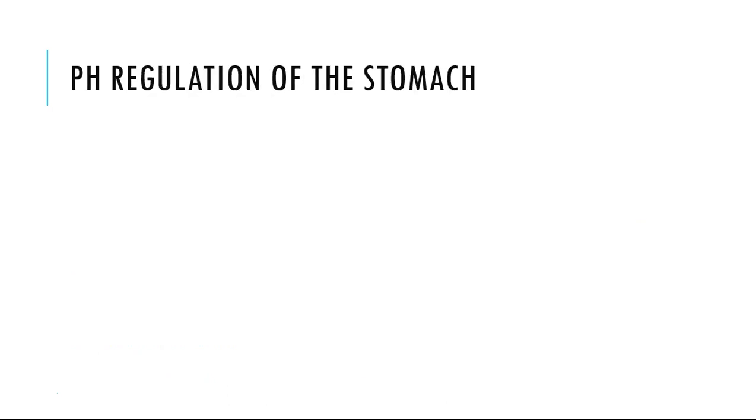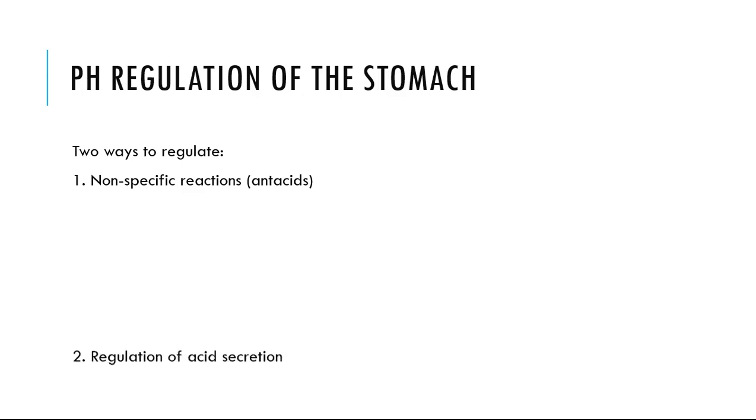Okay, so when we talk about pH regulation of the stomach, this is part D4 in the textbook, there's really 2 major ways that we can regulate the pH of the stomach. First, we can use non-specific reactions, so basically antacids. Those just generally neutralize acid directly. Or we can regulate acid secretion. Okay, so we're going to talk about both approaches and give some examples and ways that different cases or situations where they might be used.